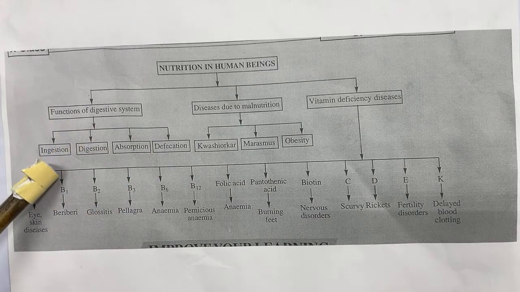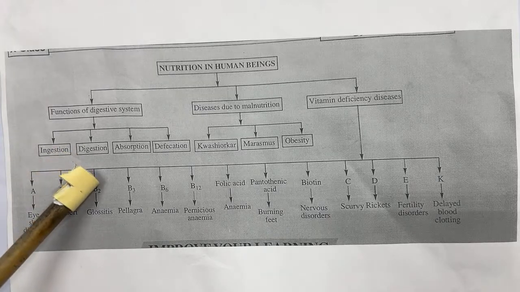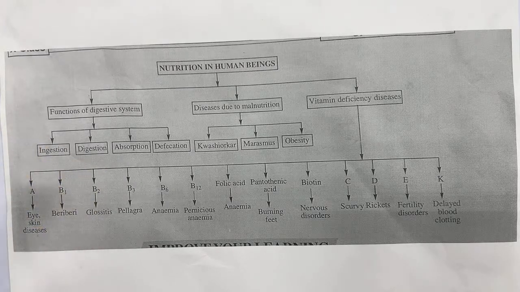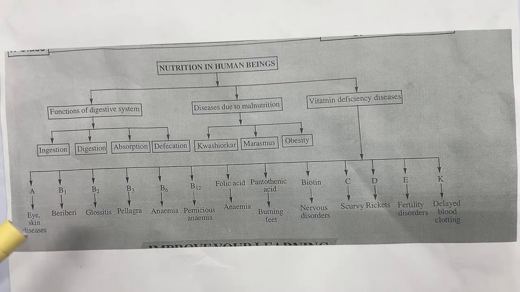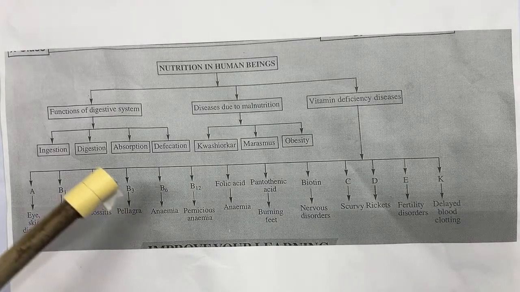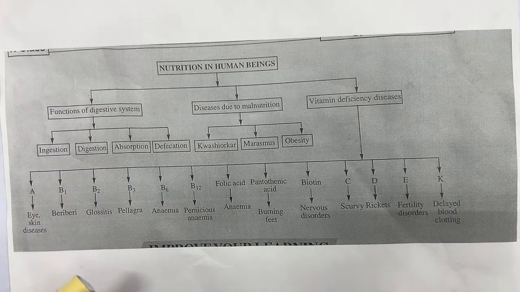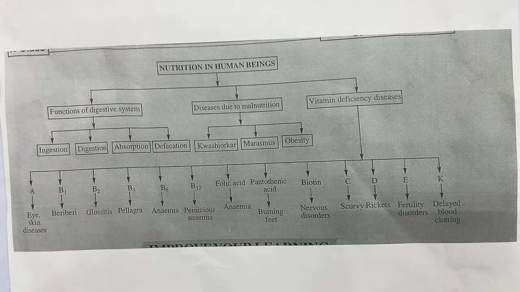So the first step, once again I am repeating: ingestion, taking the food into the body. Second, digestion, where the food is digested with the help of lipase, amylase, trypsin and all the other helpful enzymes. After the food is totally digested, absorption, where the important nutrients are absorbed. The undigested and waste material comes to the rectum and anus in the form of defecation. So that is about the stages of the digestive system.